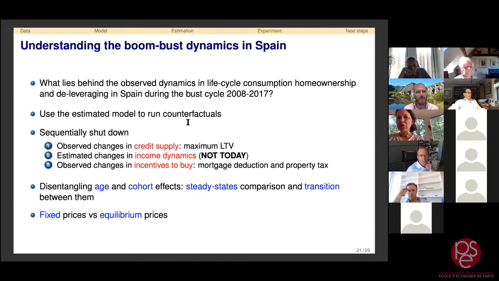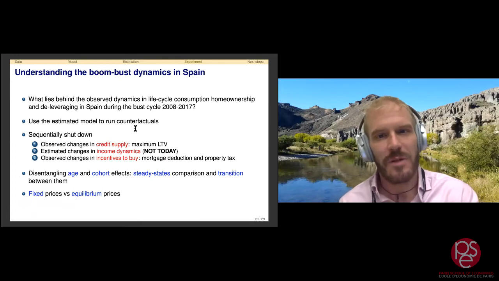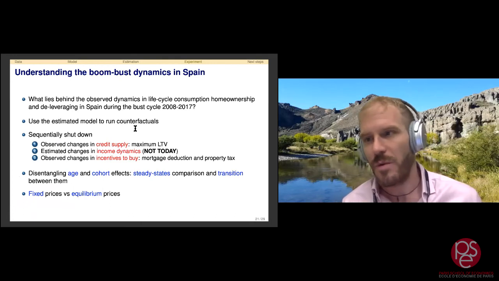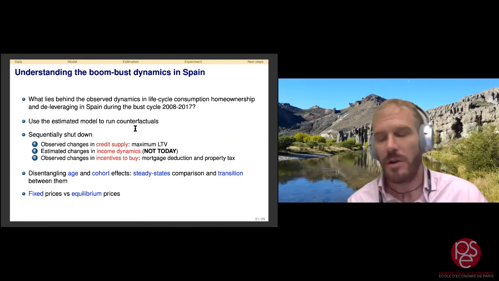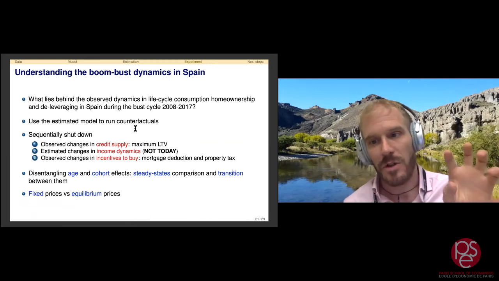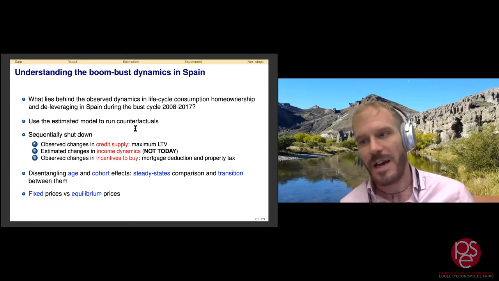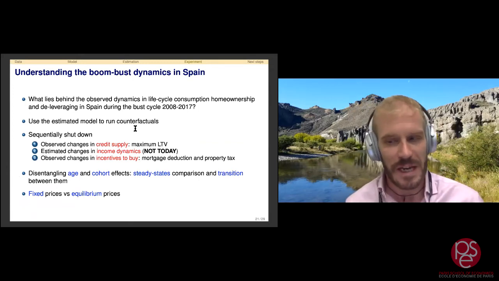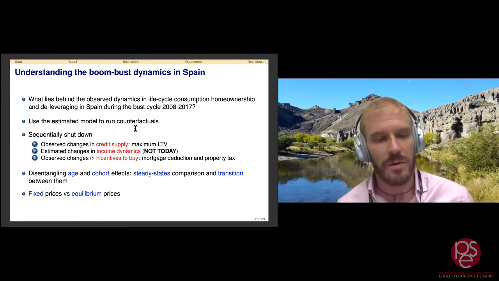So what we're going to do is try to understand the boom and bust, more the bust today. I'm going to talk more about the bust dynamics in Spain. So what has been behind the observed dynamics that I showed you with aggregate and microdata? We're basically going to sequentially shut down the observed changes in credit supply, in particular the maximum loan to value at origination, the estimated changes in income dynamics, which I'm not going to talk much about today, and the observed changes in incentives to buy, so the mortgage deductions that you get from paying your income tax, and the property taxes that you pay each period in which you own a house, right?